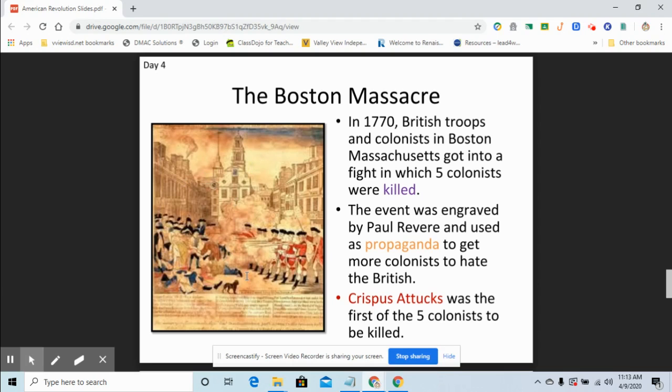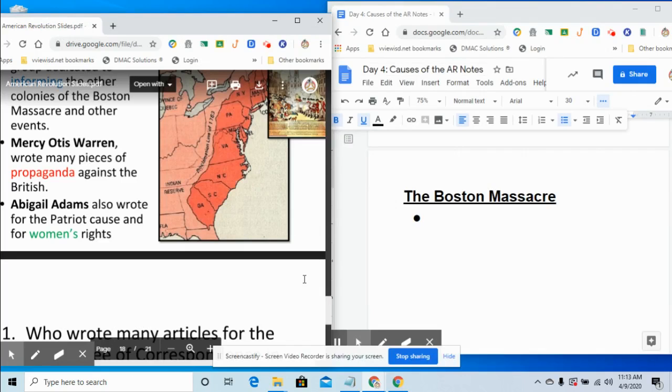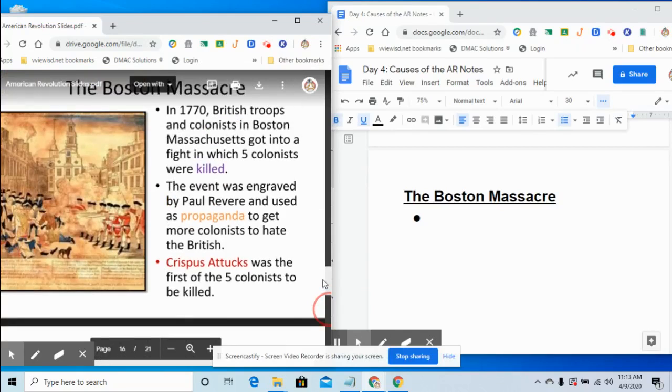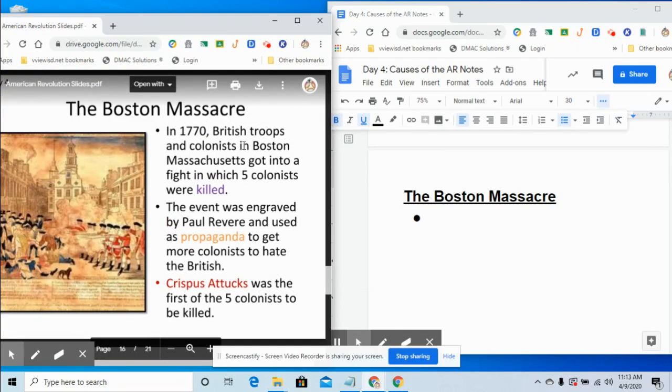But what I love about it is that this little dog right here kind of represents how this was an ordinary day in Boston until all hell broke loose. Okay, we're going to continue with our notes. So the first one says, in 1770, British troops and colonists in Boston, Massachusetts, got into a fight in which 5 colonists were killed. And we talked about the 555. It happened on May 5th. 5 colonists died, right?